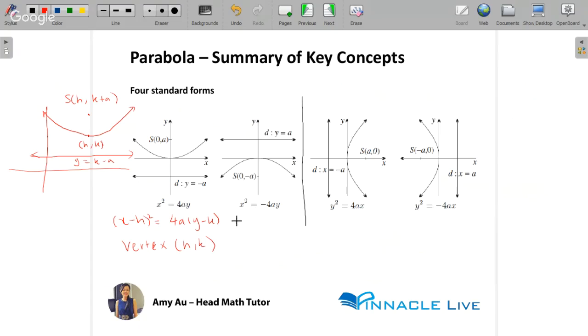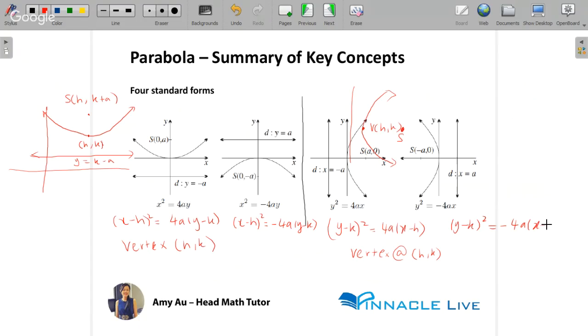The standard form for the next one is the same. You replace x with x minus h, y with y minus k, and that's exactly the same even for these two forms. So (y - k)² = 4a(x - h). That also means you have a vertex at (h, k). Let me move this for you: to the right by h, up by k, so let's say here. The directrix and the focus will also move with it. And same with this one, (y - k)² = -4a(x - h).